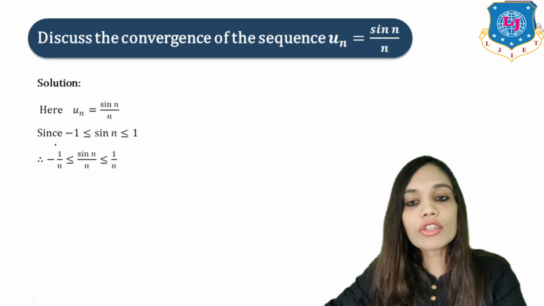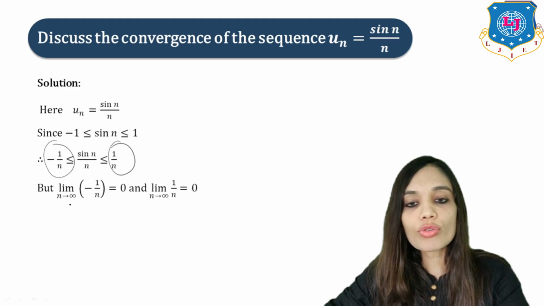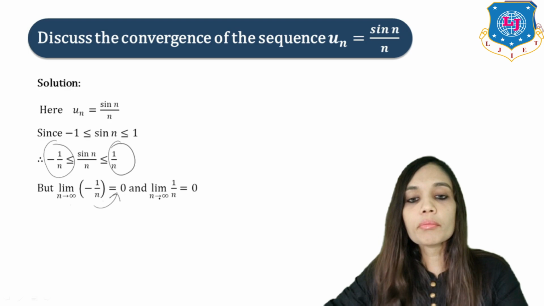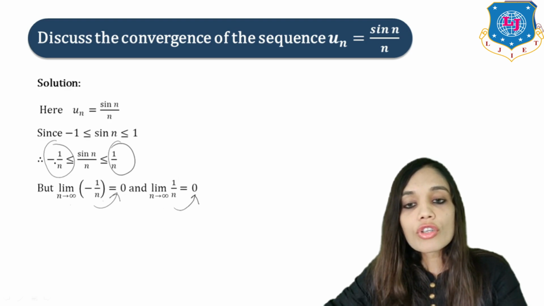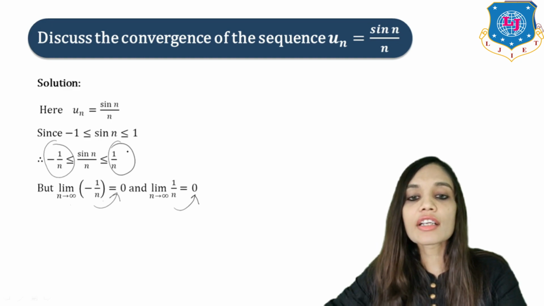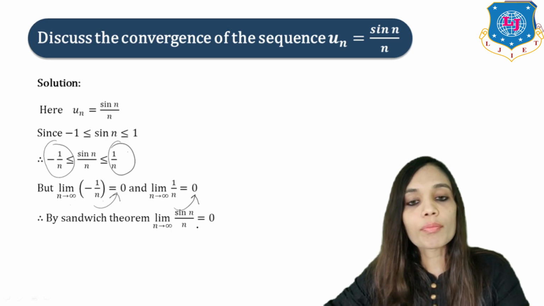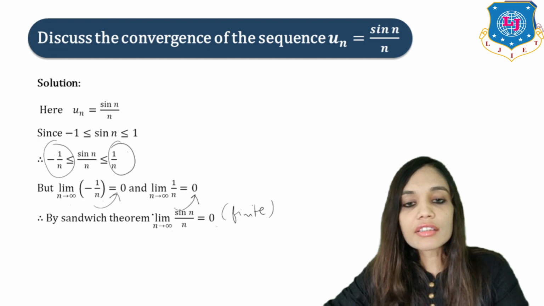Now let us find the limit of these two sequences. So what we will get? Limit n tends to infinity, minus 1 upon n will be equal to 0, and limit n tends to infinity, 1 upon n will also be equal to 0. So limit of these two sequences are equal to 0. Therefore, by sandwich theorem, we can say that limit n tends to infinity sin n upon n is equal to 0, which is a finite limit. Therefore, we can say that the given sequence is convergent.